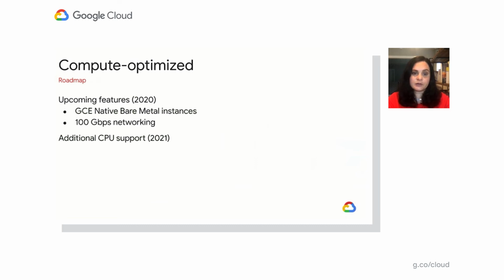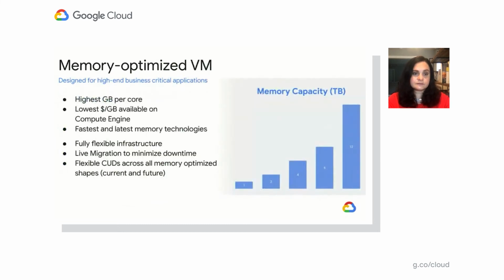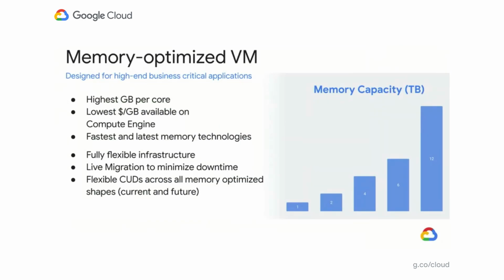The second family under our optimized VM types is memory optimized VMs. Memory optimized VMs are designed for high-end business critical applications, and specifically SAP. They are a great fit for in-memory databases like SAP HANA, in-memory analytics, and in-memory persistent cache. They offer you the highest memory per core available on Google Compute Engine and the lowest price per gig of memory as well.